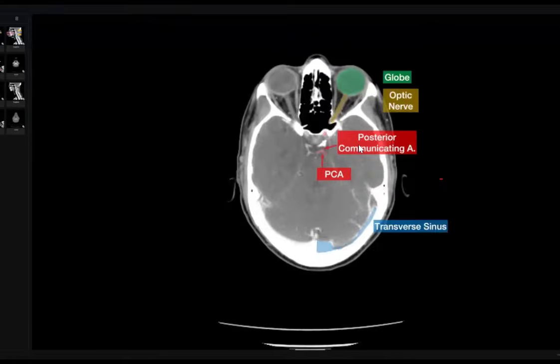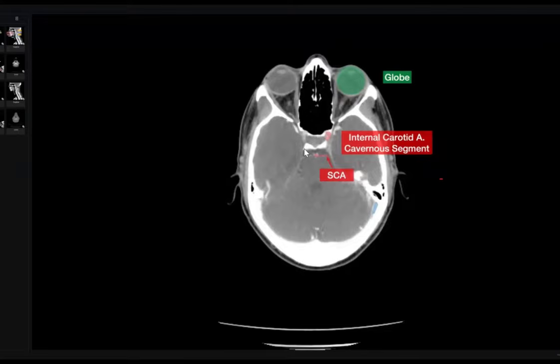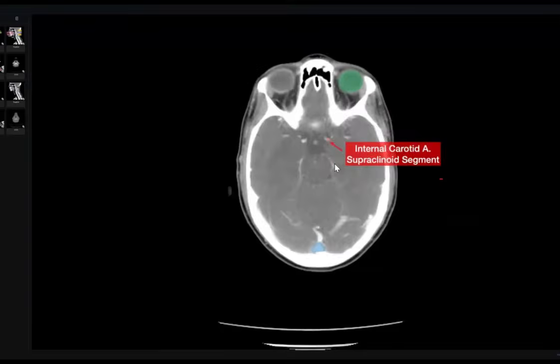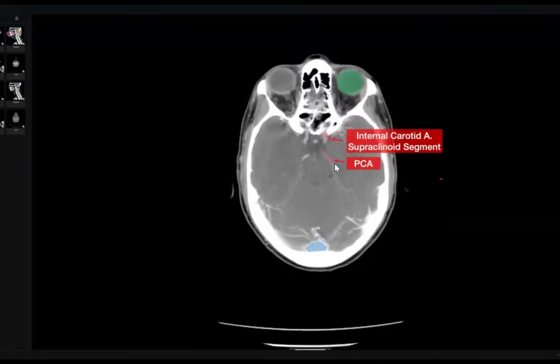When you find prepontine hemorrhage, think of the posterior circulation aneurysm. Okay, this is very logical. Is it clear for all of us? Okay, this is the basic, very basic.